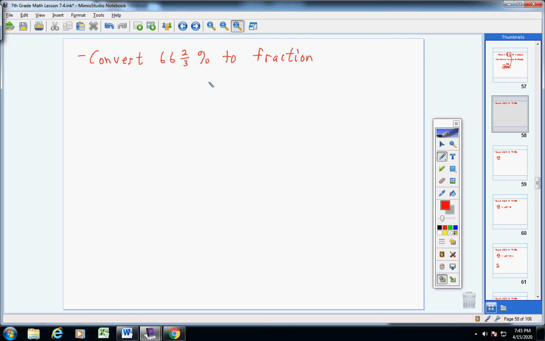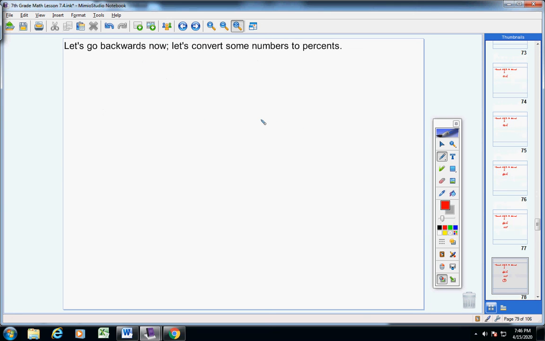Convert this to a fraction. Okay? So I just told you guys what to do a little bit ago. When you have a percentage and you want to convert it to a fraction, you simply put the percentage over 100. So there we go. That easy. Pick this up, put it over 100. Okay? Now you know what this means. This means divide. So I really have 66 and 2/3.